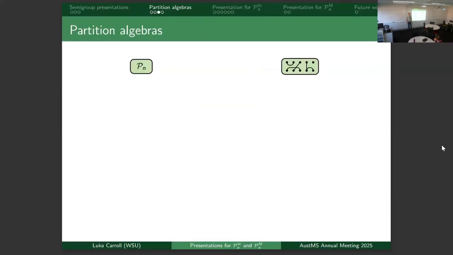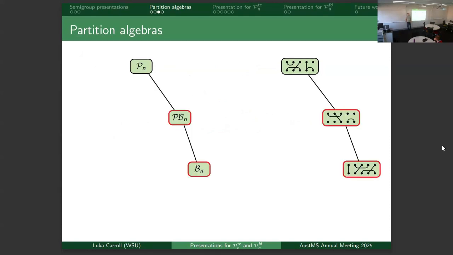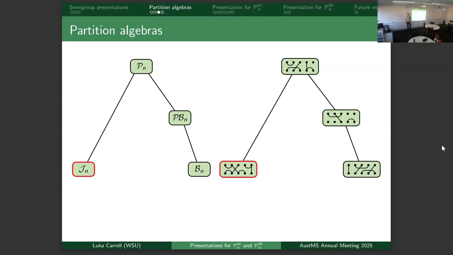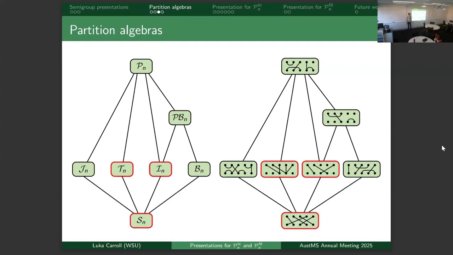The partition monoid is a really rich monoid. It contains lots of interesting substructures, lots of submonoids. Some notable examples include the partial Brauer and Brauer monoids. It also contains the dual symmetric inverse monoid. You can think of the elements of Jn as being block bijections of a set. And as we saw before, Tn, In, and Sn are all contained in Pn.